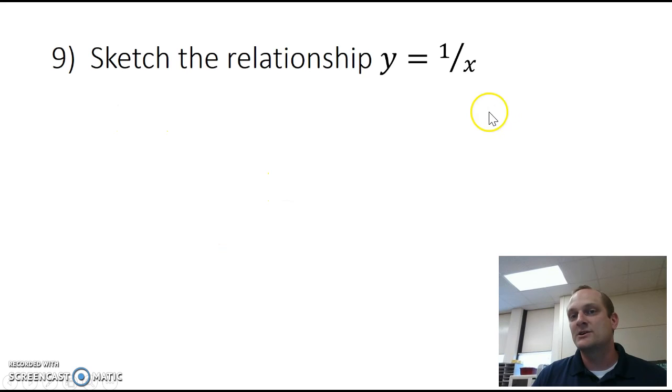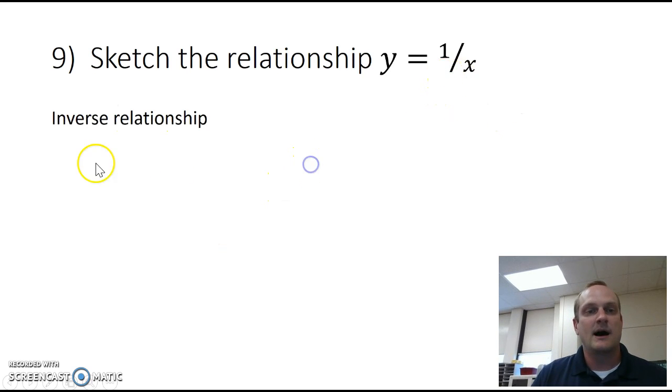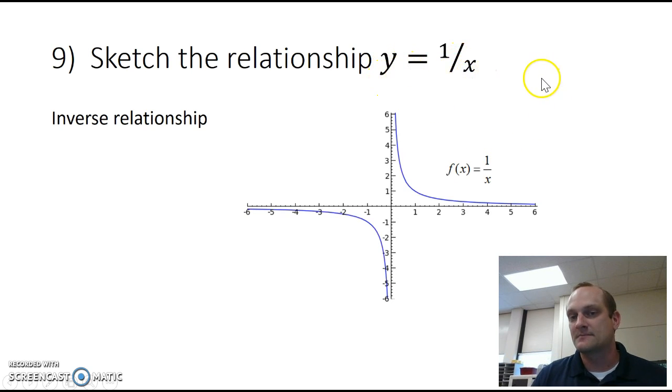Here's number 9. Sketch the relationship y equals 1 over x. This is an inverse relationship, so as x gets larger, the overall fraction here gets smaller. Right? 1/2 is smaller than 1 over 1. 1/3 is even smaller than 1/2, right? And so on. So as x gets larger, y gets smaller. It looks like this.